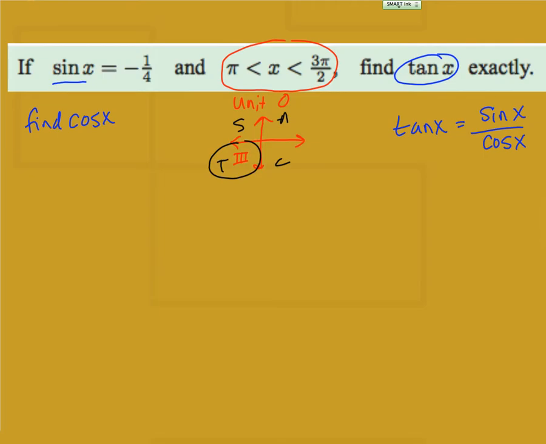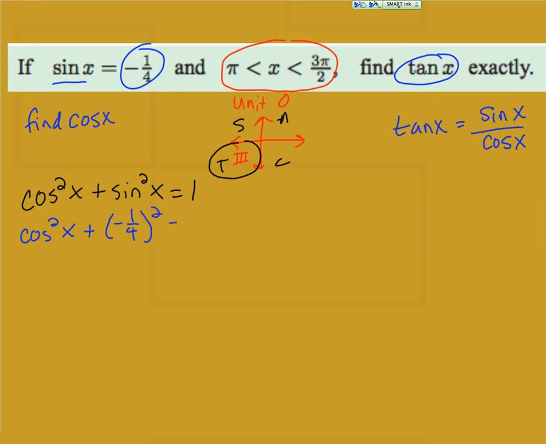Are we ready? Because we can start by finding that cosine. So I'm just going to write the formula down again, and we can use that. So I'm going to put sine in here. So I've got cosine squared x plus negative 1/4 squared equals 1. So I'm taking the same approach as the last problem. I know I had cosine, I had to find sine, but it really works the same way. When you have sine, you have to find cosine.